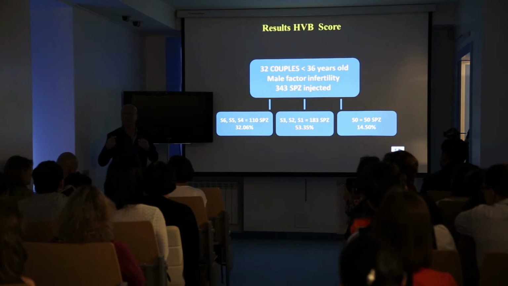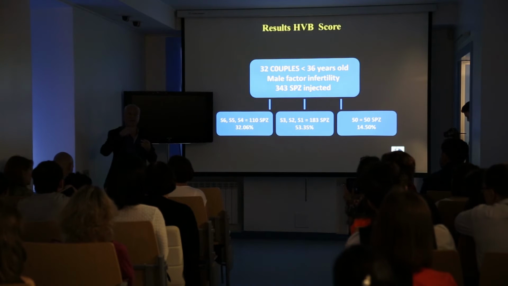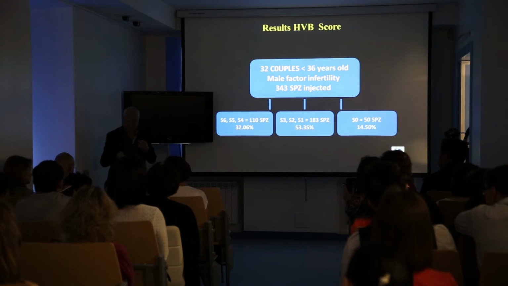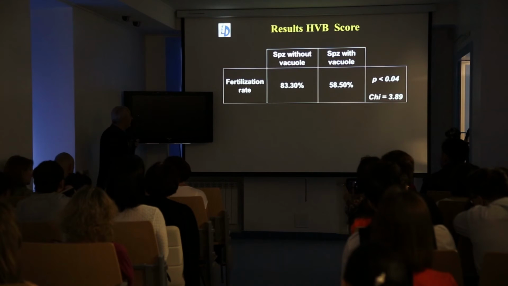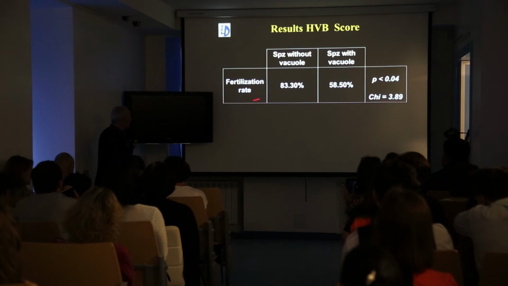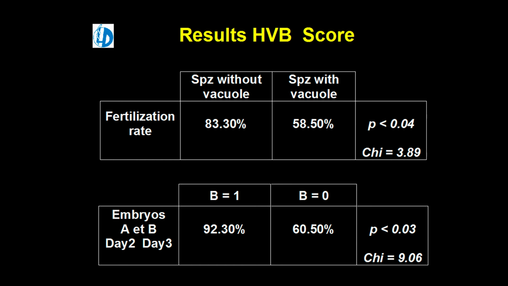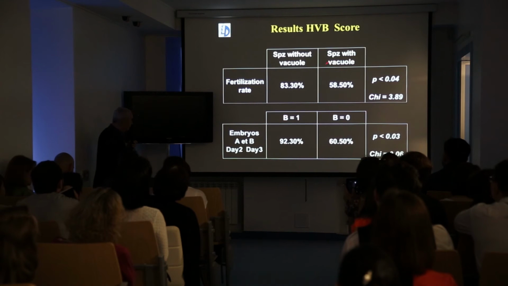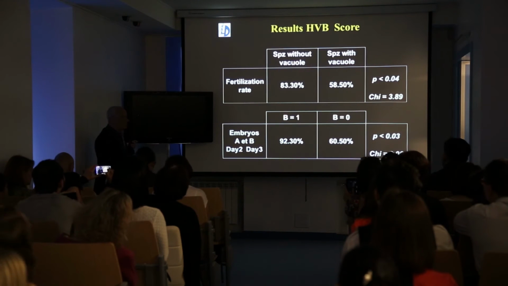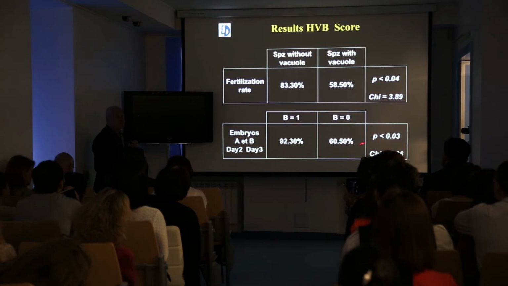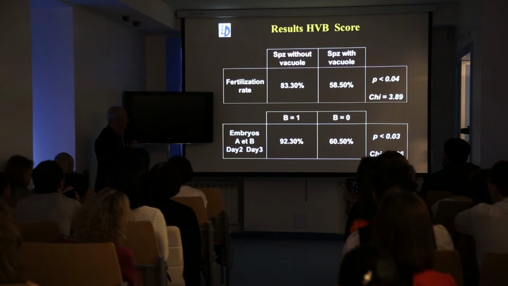But if you have a woman of 36, 38, with fewer mitochondria in the oocytes, they cannot repair the abnormality. And in this kind of case, you need to have high magnification and ICSI. Look at the fertilization rate: without a vacuole it is 83, with a vacuole it is 58. And for the embryo, you see the quality A and B is 90% versus 60%.